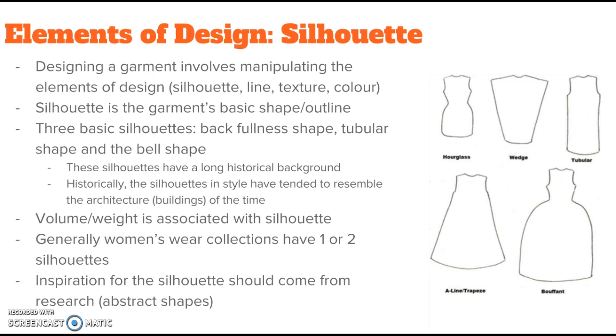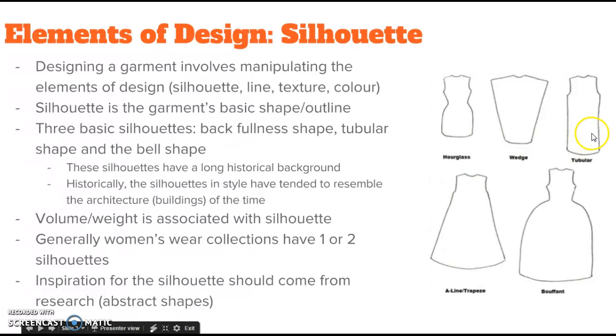Let's look at silhouette. So on the right here we have some basic silhouette shapes, and the elements of design generally are the building blocks of design, and silhouette is one of the first places that we start. There are three basic silhouettes that, from a historical perspective, can be traced back thousands of years to the Middle East and the Far East, and even though they're from quote-unquote away, they're consistently represented in Western dress. So some of these things are the bell, or bouffant shape, which is right here, the tubular shape, which is right here, and the back fullness shape, which is right here. And these silhouettes resemble the architecture or buildings of the time, which you may not have known.